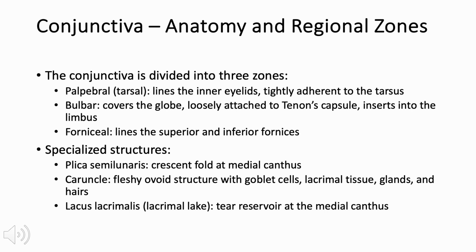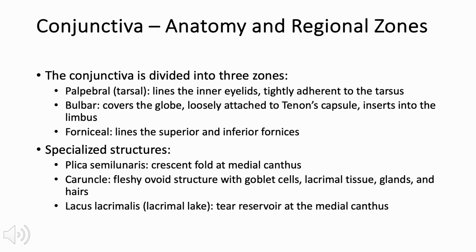The conjunctiva is divided into three zones: palpebral or tarsal, which lines the inner eyelids and is tightly adherent to the tarsus; bulbar, which covers the globe, is loosely attached to Tenon's capsule and inserts into the limbus; and fornicele, which lines the superior and inferior fornices.